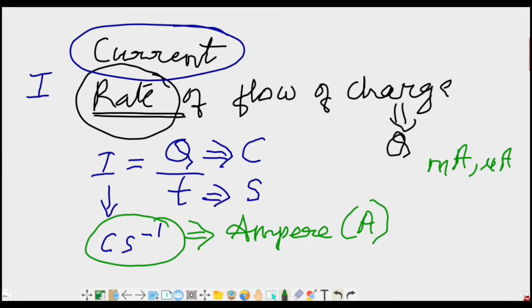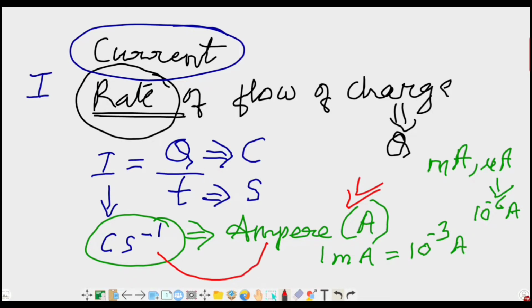So how are they related? 1 milliampere is 10 raised to minus 3 ampere. And 1 microampere is 10 raised to minus 6 ampere. But when you talk about the SI unit, the SI unit is ampere, which is equivalent to coulomb per second, and the equation is I equals Q upon T.